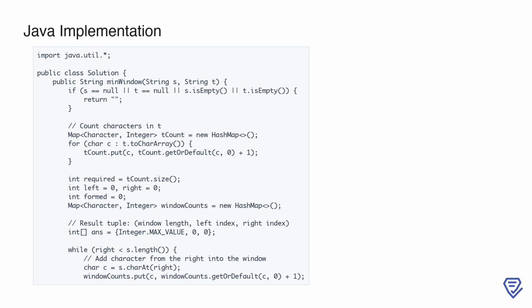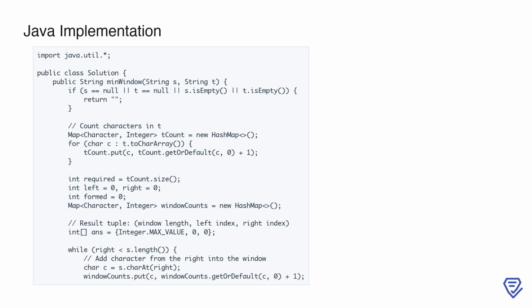To begin our Java implementation of the minimum window substring problem, we start by checking for edge cases. If either string S or T is null, empty, or invalid, we return an empty string as there's no valid window to find. Next, we initialize a hash map, tcount, to store the frequency of each character in the string T. This map will help us track what characters are required in the sliding window. We then calculate the total number of unique characters in T by using the size of this map, which we store in the variable required.